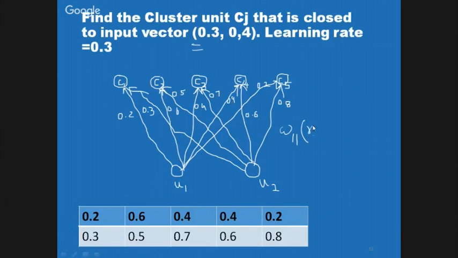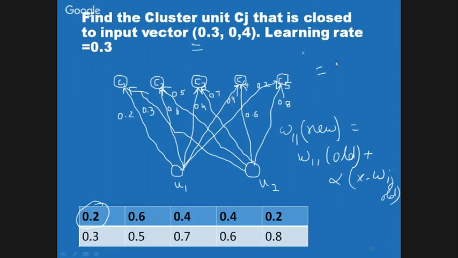So what will be the W1 new? It is telling that W1 new will be W11 old, the old weight, plus alpha into what is the formula? X minus Wij old. That was the formula, right? Now if we take the values, what we are getting for the two values, that means for the first weight we are calculating. For the first weight, what was the old value? That was your 0.2, right?